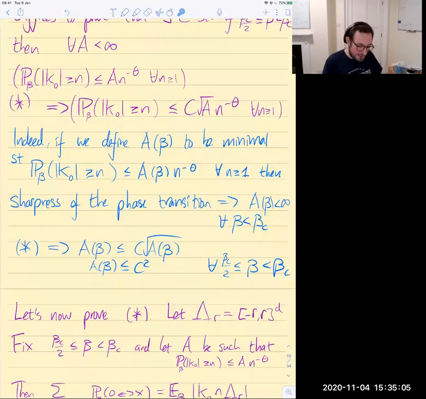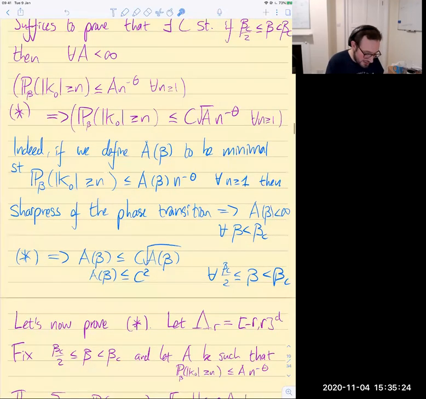in fact the volume of the cluster at the origin has an exponential tail. So in particular, if I'm below beta c, then I must be able to put some constant A here so that this inequality is true. So A beta is less than infinity. But this implication here says that A beta is smaller than this universal constant C times the square root of A. Right, but A is finite, so I'm allowed to rearrange this and I get that A is bounded by C squared.